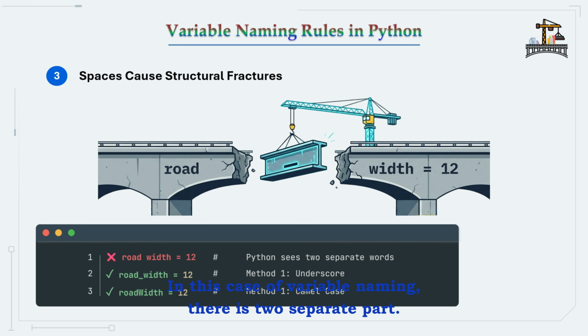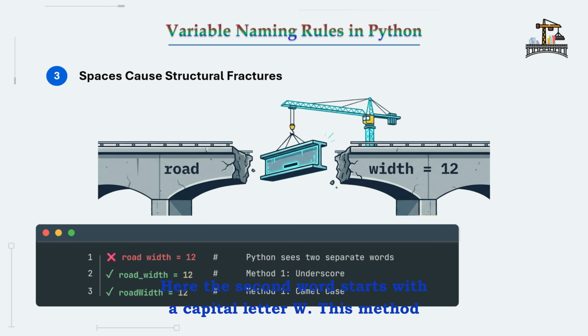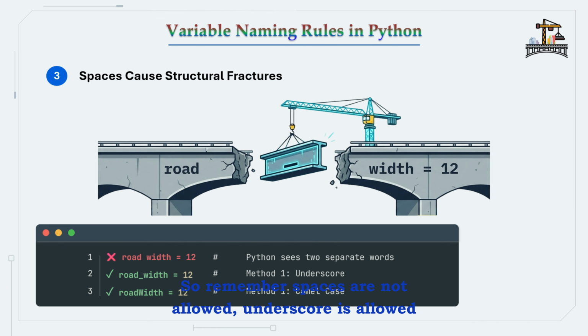In this case of variable naming, there are two separate parts. These two separate parts are connected by underscore. First part is the structure name and second part is the property of that structure or object. Now let us see roadWidth = 12. Here the second word starts with a capital letter W. This method is called camel case. So remember, spaces are not allowed, underscore is allowed, and camel case is also allowed.